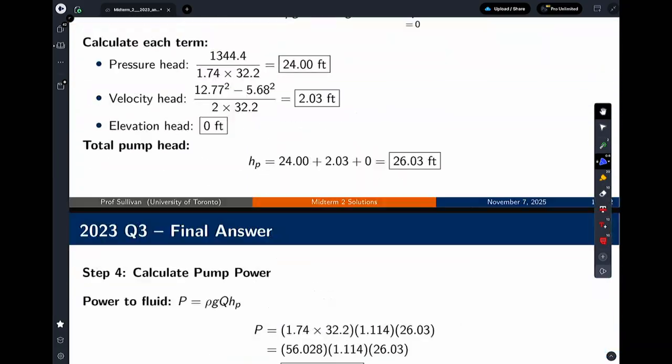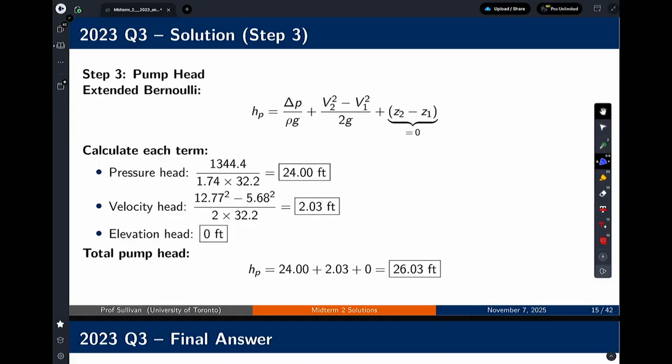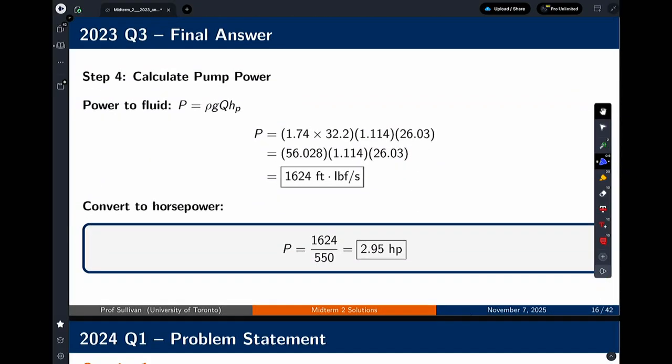Okay, so 26 feet. If you're given feet, it's rho g Q, volume flow rate, times 26.03, and it's 1624 foot-pounds per second. You're given in the problem the 550 conversion, and so you need 3 horsepower. Any questions on this one?